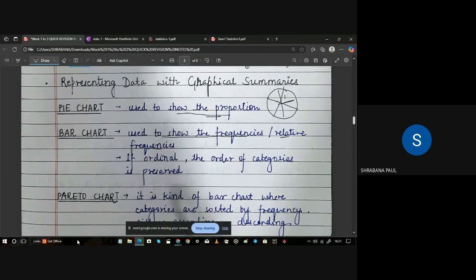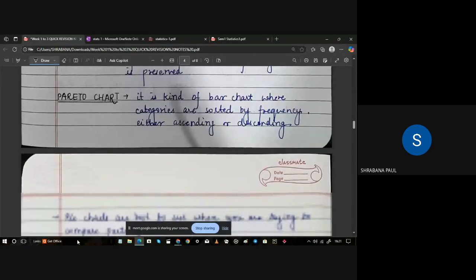Okay. Say now Pareto chart. Pareto chart is the same thing, but sorted by frequency, either in ascending or descending order. Pareto chart might look like this way, or it may look like this way. So Pareto charts are just bar graphs in a more organized way, in ascending order or in descending order.